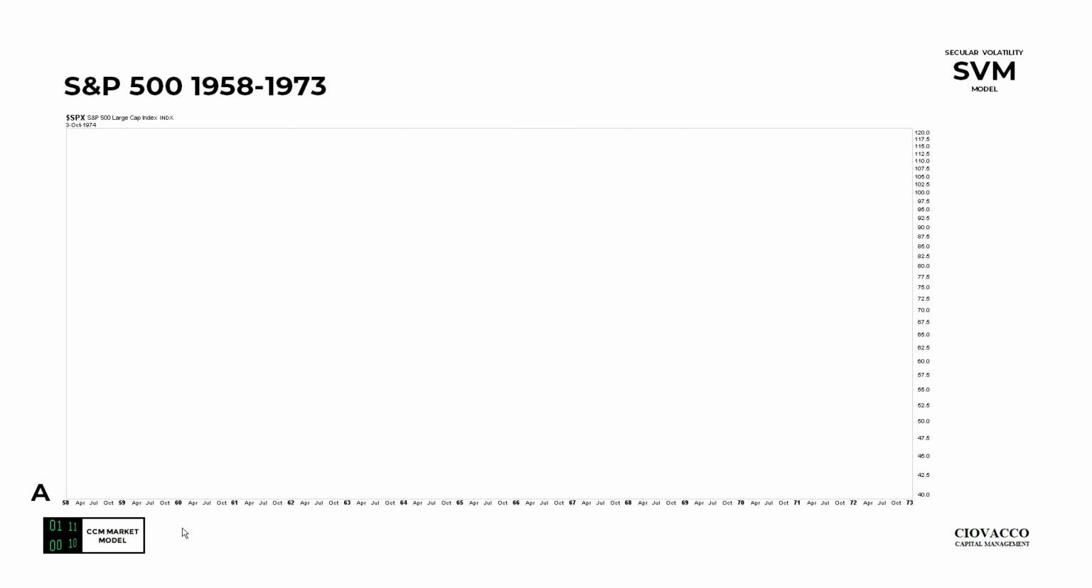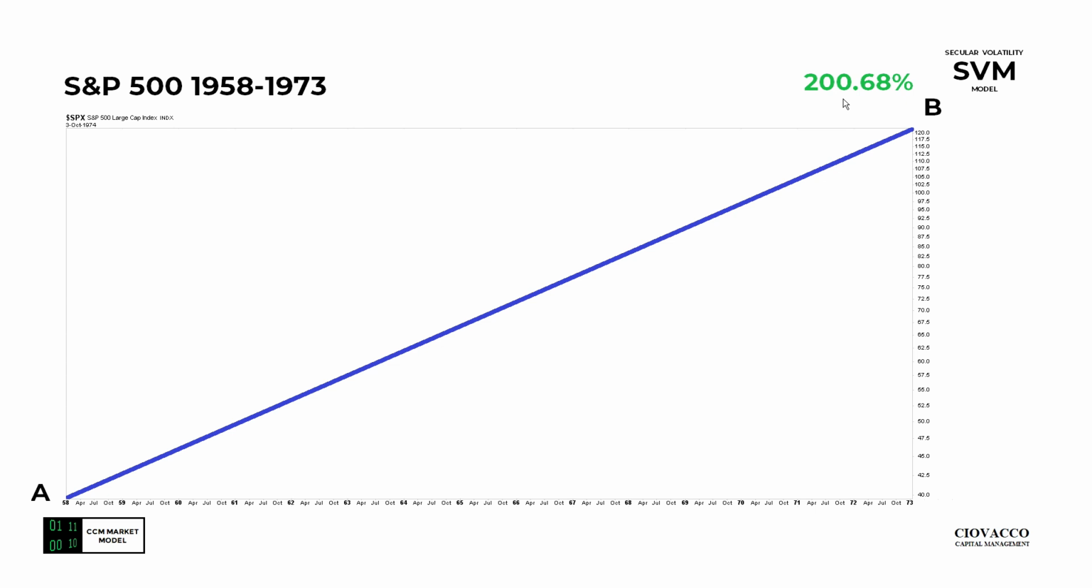It's also very easy to get complacent in the current base case, which says we're in a secular bull market. And we know in secular bull markets, if we're patient, really good things can happen. Point A, lower left-hand corner of your screen, basically January 1st, 1958. Point B is the peak in January of 1973. Between point A and point B, the S&P 500 was up over 200%.